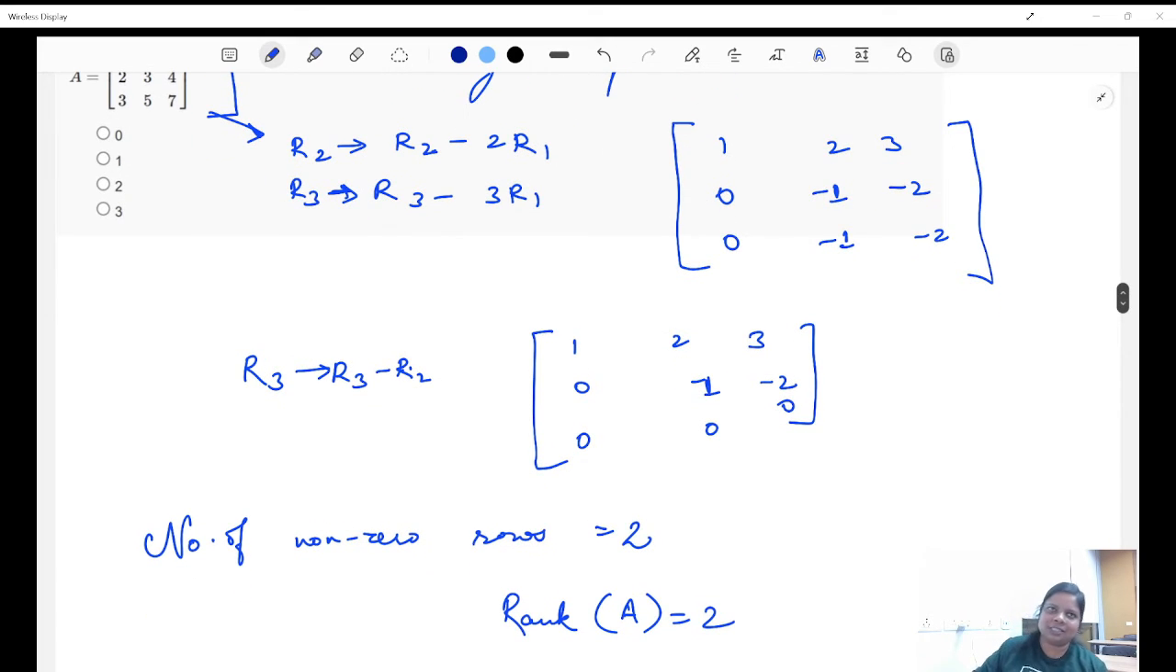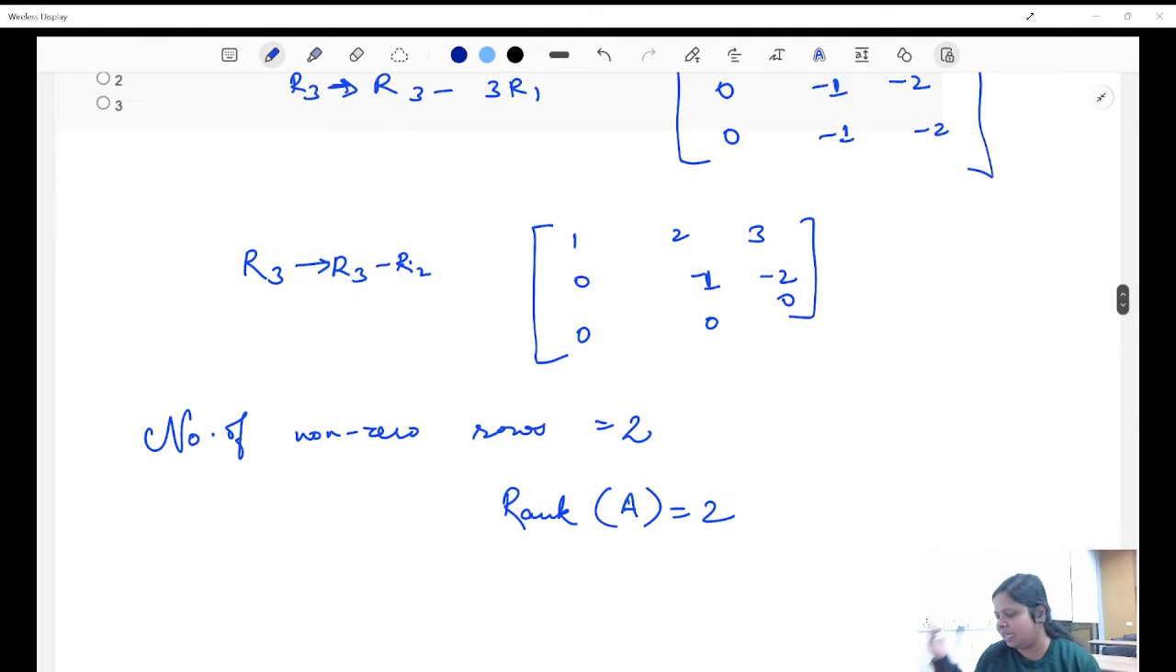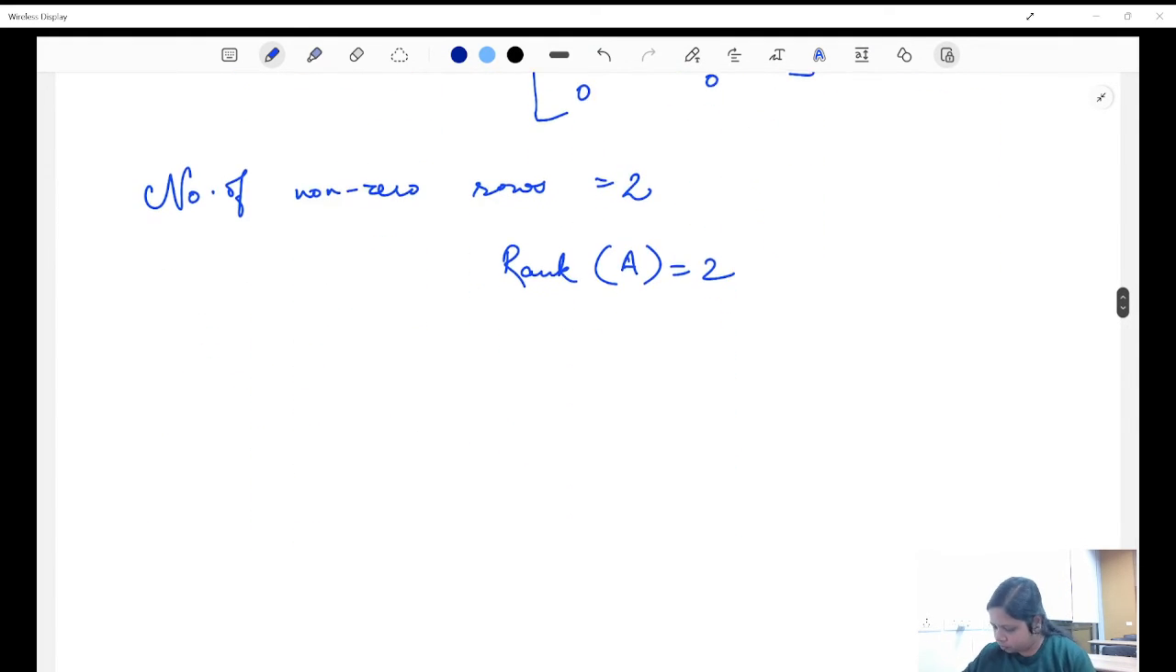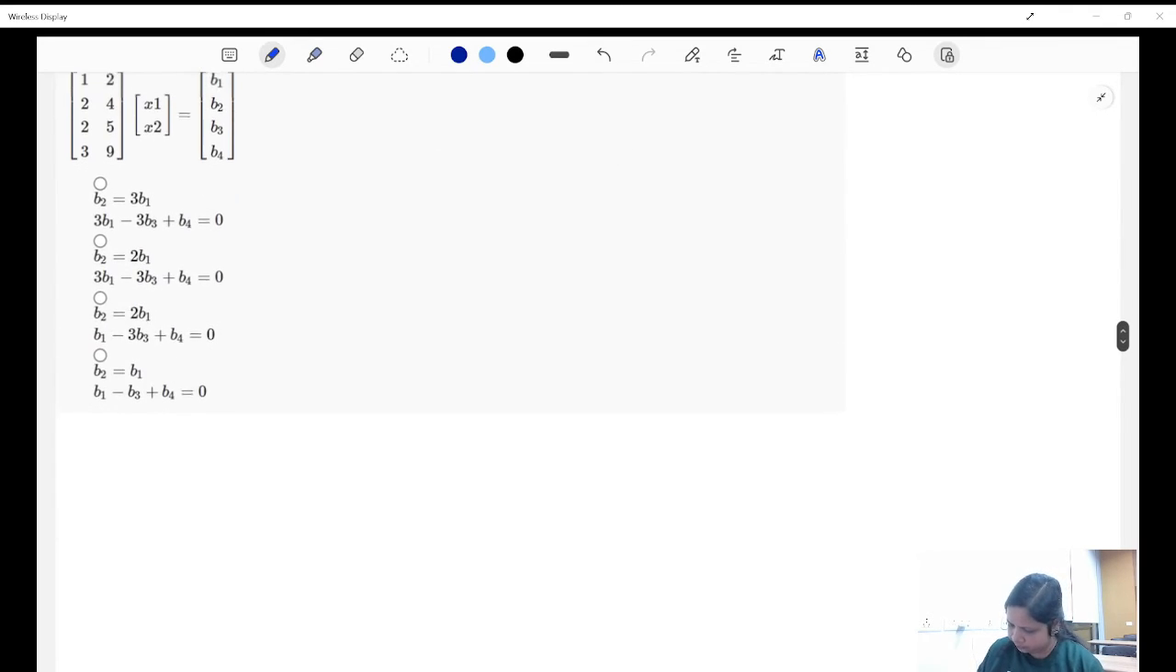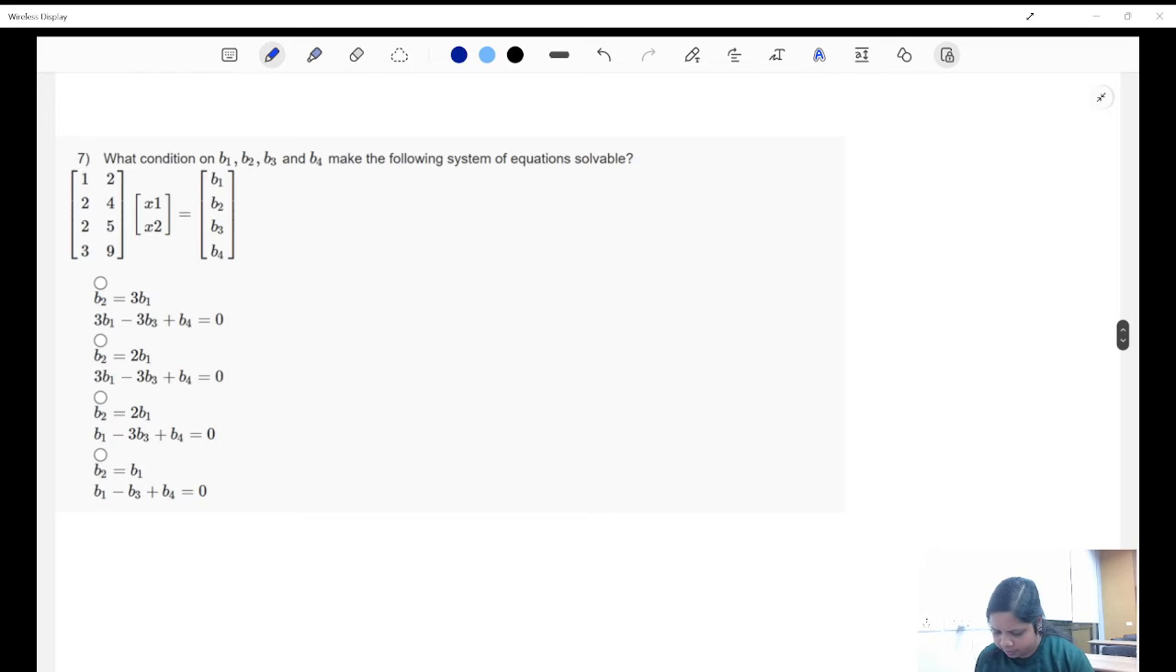I think it is not necessary to go to echelon form. You can always find it in other ways also, but yes, this is a cleaner and more strategic way in which you proceed. That is why. Okay, I hope this is clear.